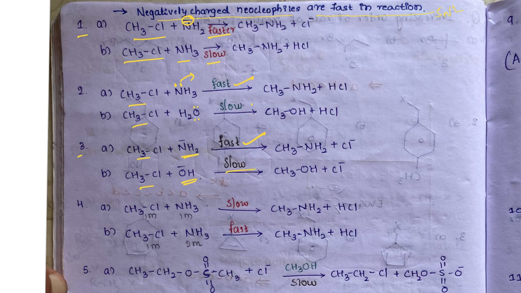Next, the fourth one. Methyl chloride, 1M concentration. Then here, 1M and 2M concentration. Both have the same nucleophile, NH3, NH3. But what happened now? The concentration changed. The higher the concentration, the faster the SN2 reaction, therefore you have to check the strong nucleophile with the higher concentration of nucleophile required. Then here, this is the faster one.